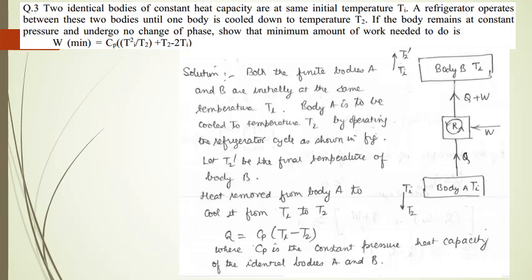So you can see here from the diagram that body A, which had initial temperature Ti, its temperature dropped to temperature T2 because heat is being withdrawn from it. Whereas in the case of body B, which initially had temperature Ti, its temperature rises to T2 dash. Now the heat removed from body A to cool it from Ti to T2 is equal to Q, which is equal to Cp into Ti minus T2, where Cp is the constant pressure heat capacity of the identical bodies A and B.